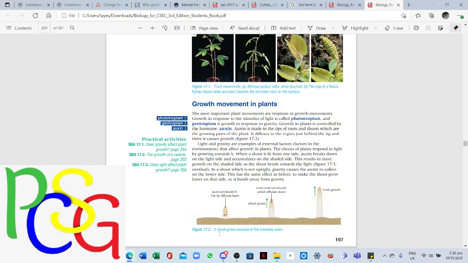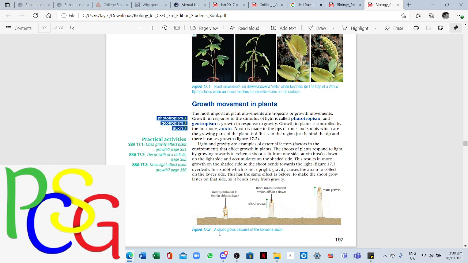Now, the shoots of plants respond to the light by growing toward wherever that light is. That's where you would find plants growing oddly angled, because that is where most of the light was coming from.